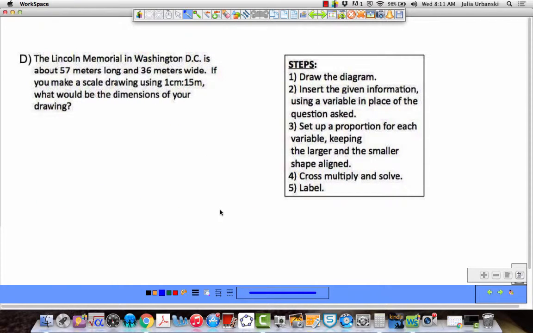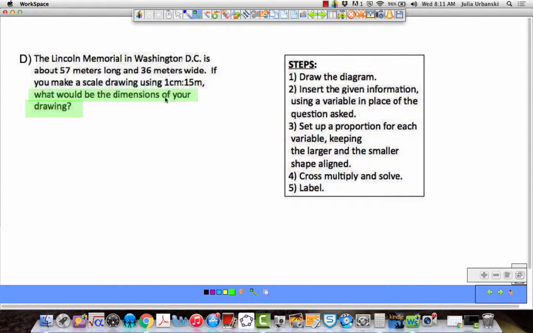The Lincoln Memorial in Washington, D.C. is about 57 meters long and 36 meters wide. If you make a scale drawing using 1 to 15, what would be the dimensions of your drawing? This is different. What is the variable? The variable meaning what's the question? The question that they're asking is what you call x. So what is the question? The dimensions of the drawing, that's right.